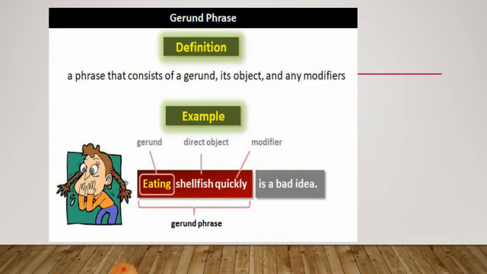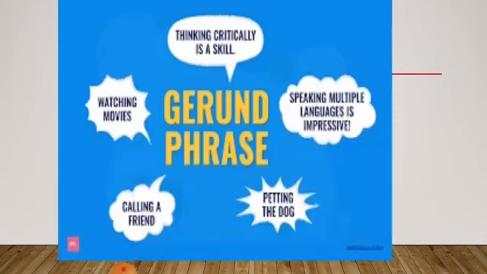A group of words which acts as a noun, with a gerund in it, is called a gerund phrase. For example, eating shellfish quickly is a bad idea. Eating shellfish quickly, now the whole is a gerund phrase. Eating shellfish. Now quickly modifies the eating. How are you eating? Quickly. Adverb is here. See, shellfish is a noun, a direct object. So modifiers are there.